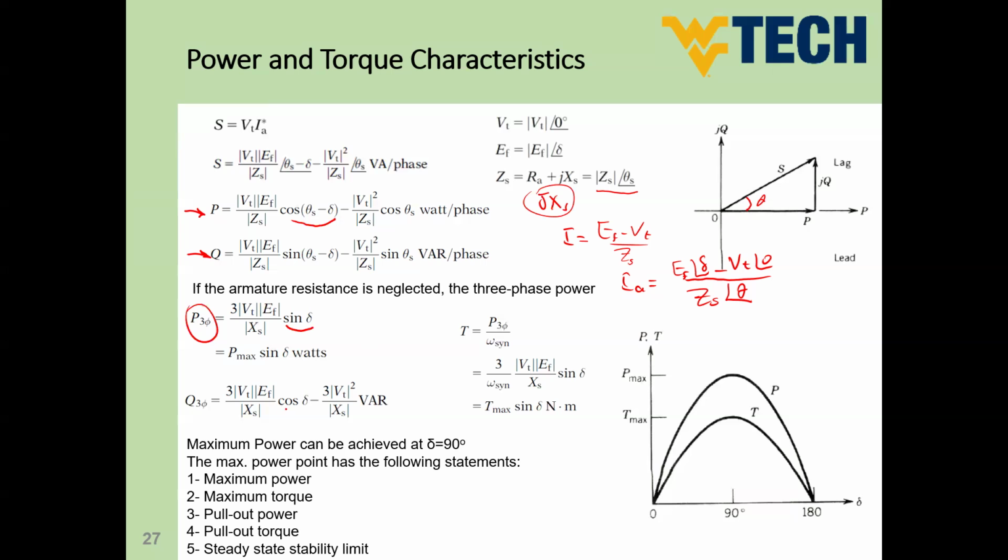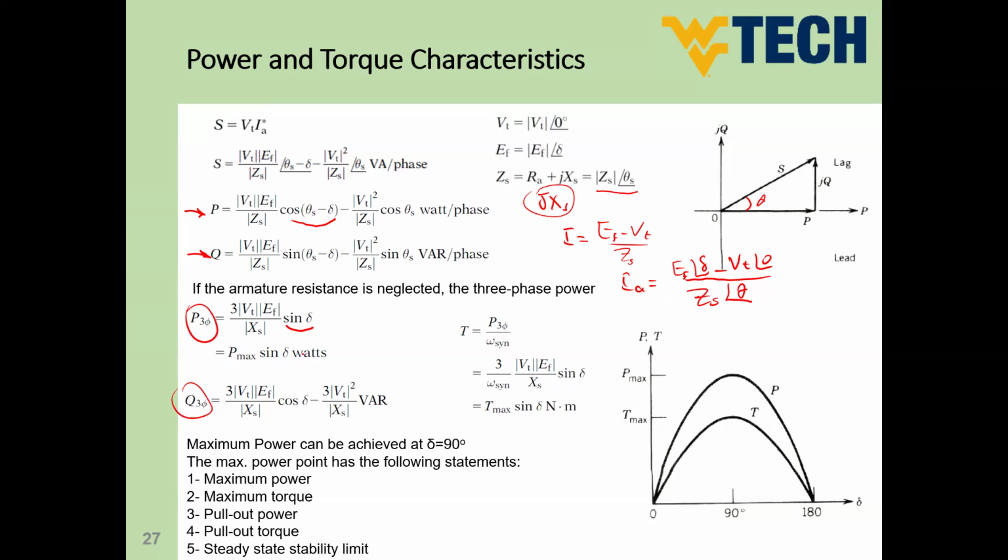And doing the same with the reactive power. So replacing ZS by XS and theta S by 90. This would give you 3 V terminal EF divided by XS cosine delta minus 3 VT squared divided by XS times 1, because sine 90 equals 1. So this is the Q, or reactive power, for the three-phase.